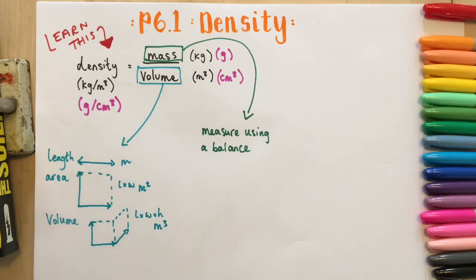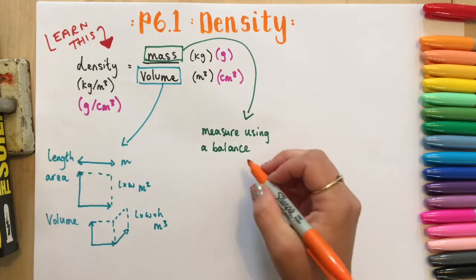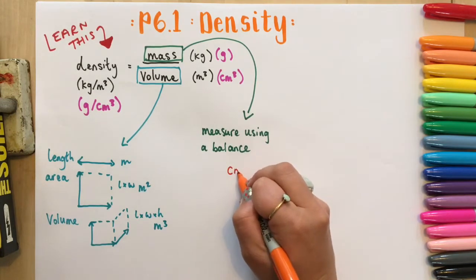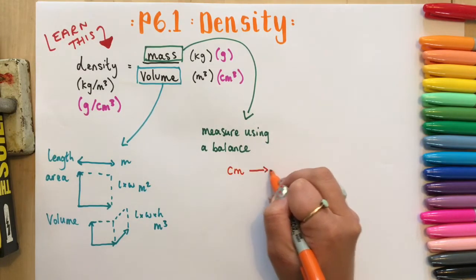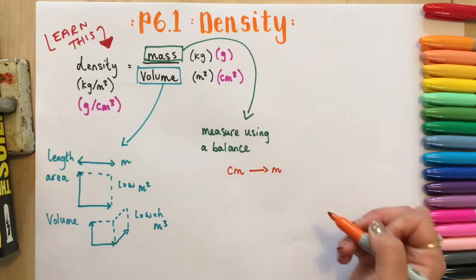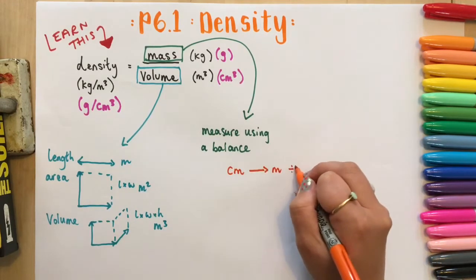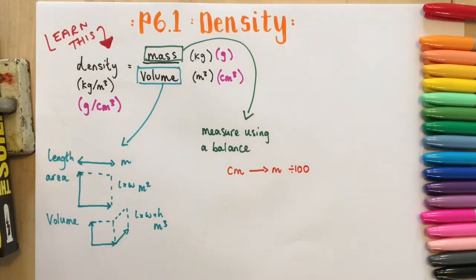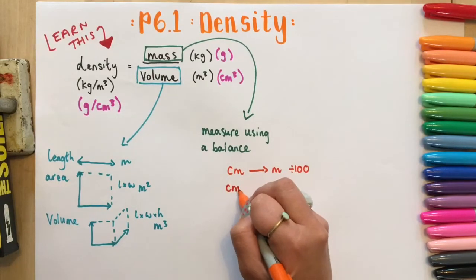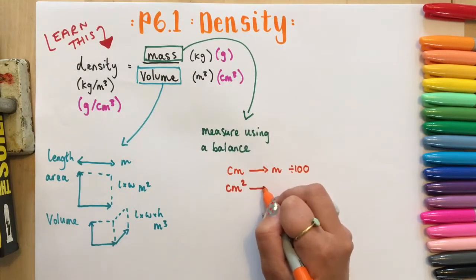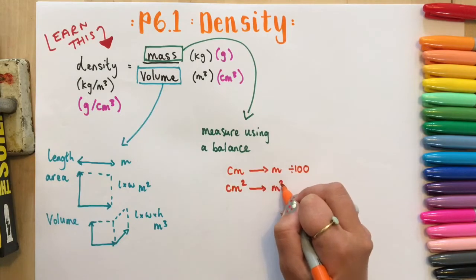We need to know how to convert units effectively, because sometimes you're given things in centimetres and you have to put them into metres, or centimetres cubed into metres cubed, and it's not quite as simple as it might first appear. So let's just have a think about it. If you're given something in centimetres and you're being asked to convert it into metres, then you would divide by 100.